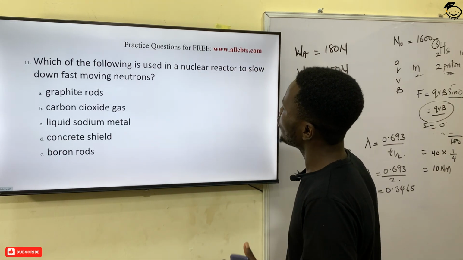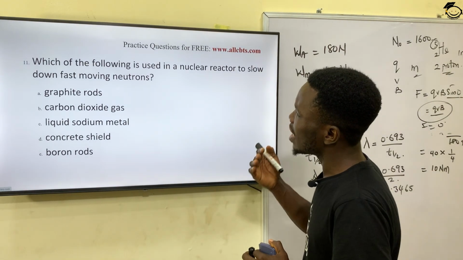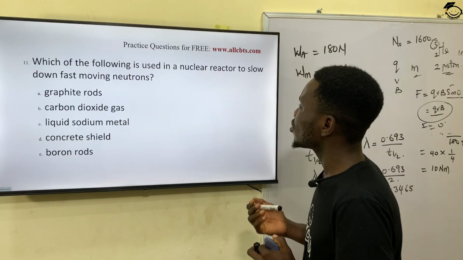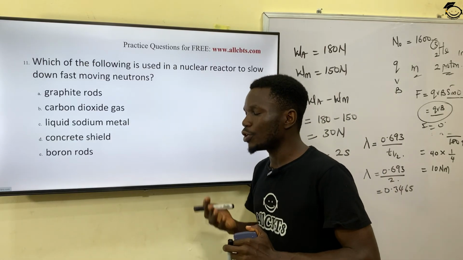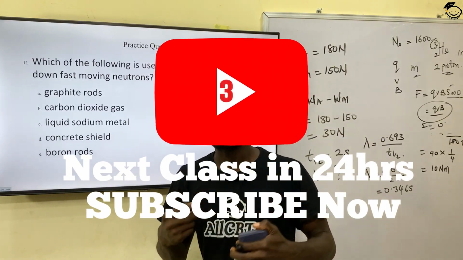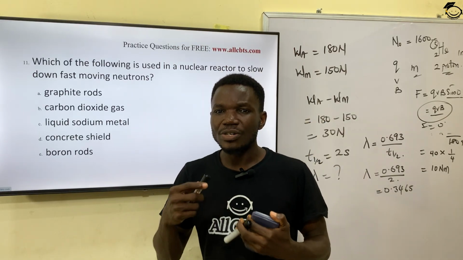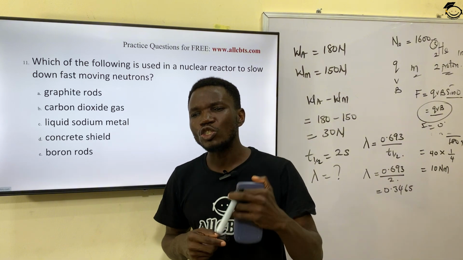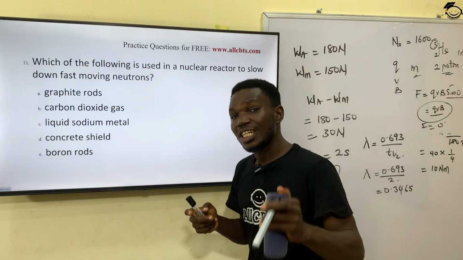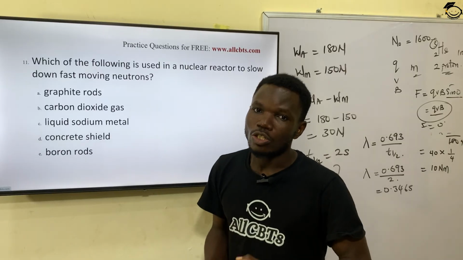It says, which of the following is used in a nuclear reactor to slow down fast-moving neutrons? Now, in a nuclear reactor, your neutrons are constantly moving at extremely high speed, and in order to slow down the rate at which they are moving, we would introduce a graphite rod. So what we use in slowing down fast moving neutrons in a nuclear reactor is what? Graphite rod. So the correct answer to this question is option A.